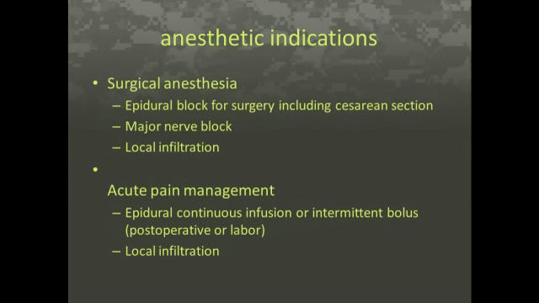Typically, ropivacaine is used for creating an epidural block for surgery including cesarean section, major nerve block, or local infiltration. It is also used for acute pain management through continuous epidural infusion or intermittent bolus, postoperative, or labor.